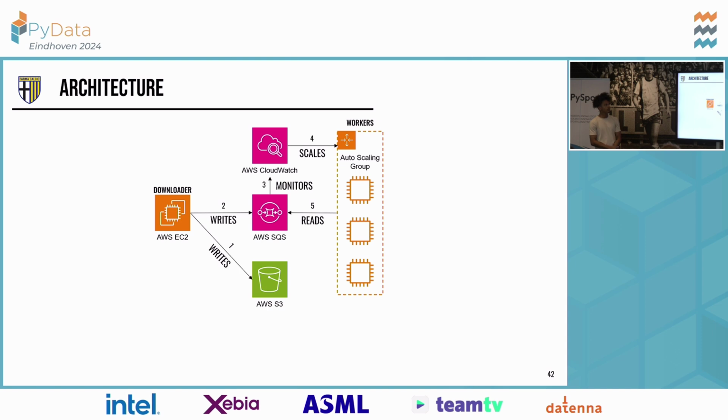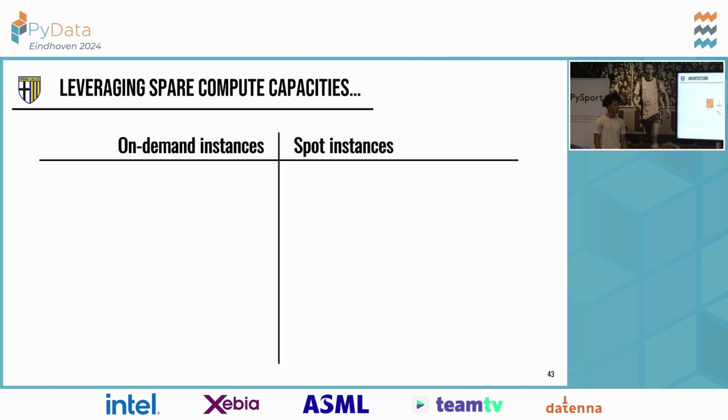So here we can add our monitoring service, which is AWS CloudWatch, and it computes this message to worker ratio continuously, and accordingly scales the number of workers. So now we can focus on our machines.